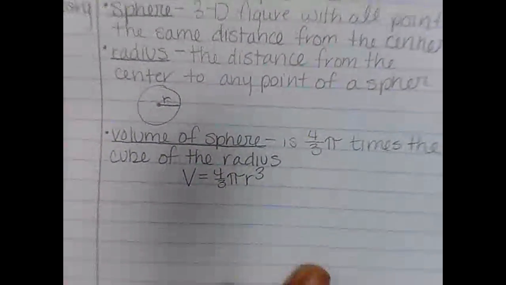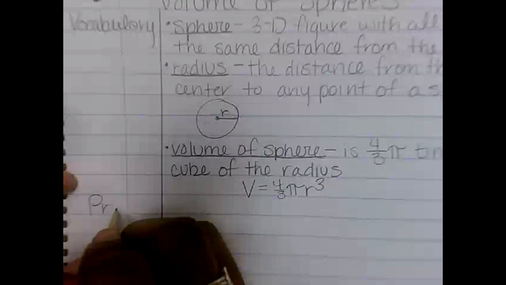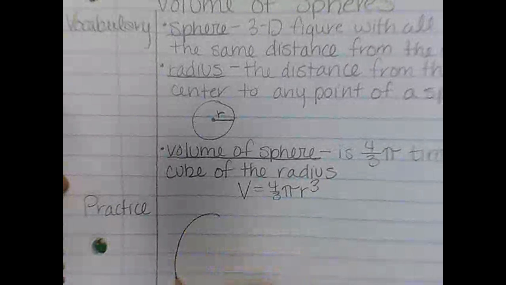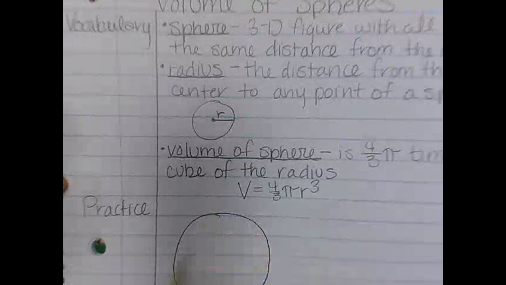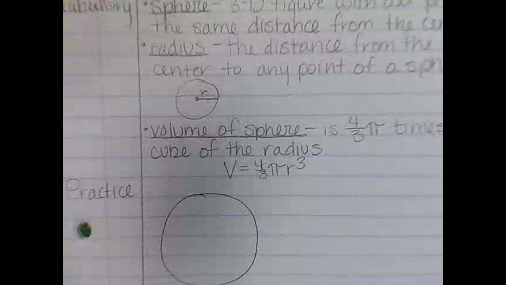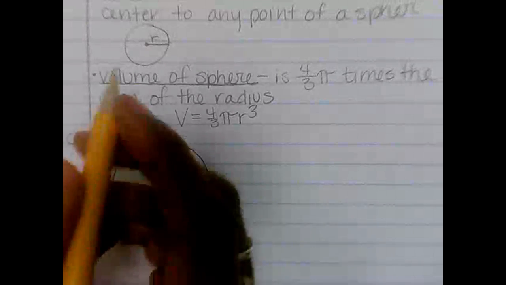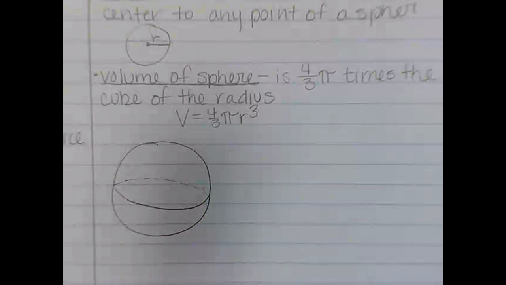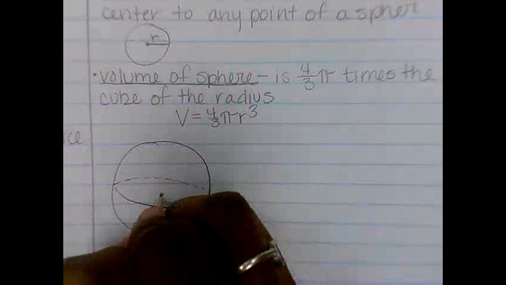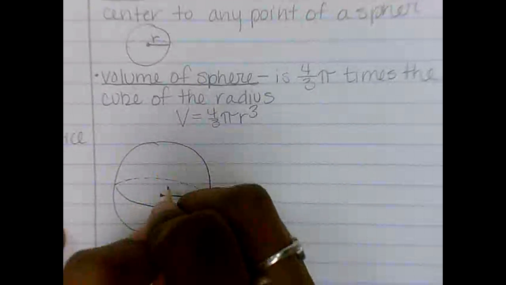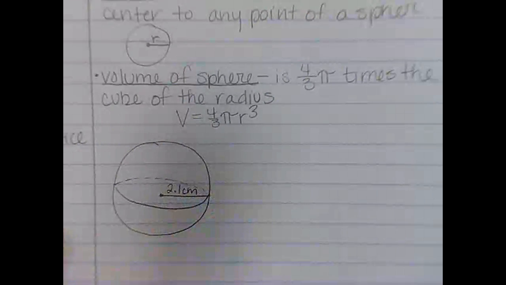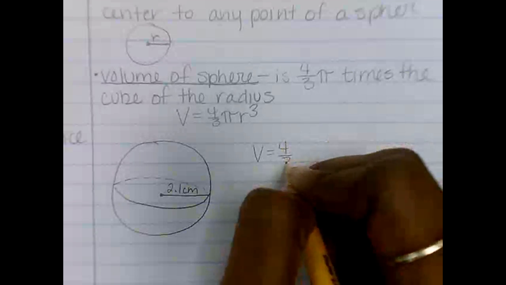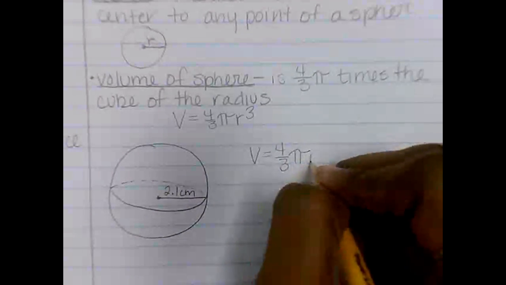And then the last thing is practice. Your practice looks like this. I'm going to draw a circle. And then you deal with a radius. So let's have a radius. Let's say that your radius is 2.1 centimeters. And we want to find the volume of this shape. You're going to use your formula. Volume equals 4/3 pi r cubed.